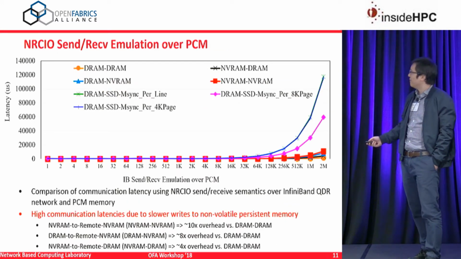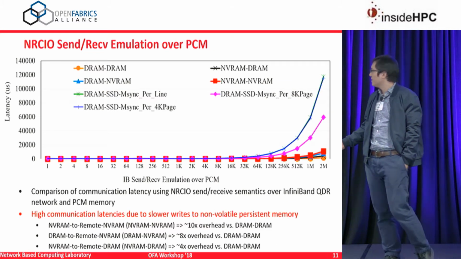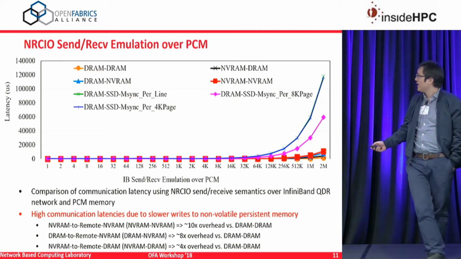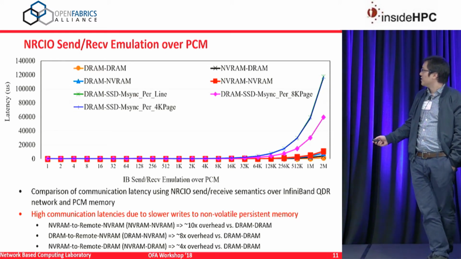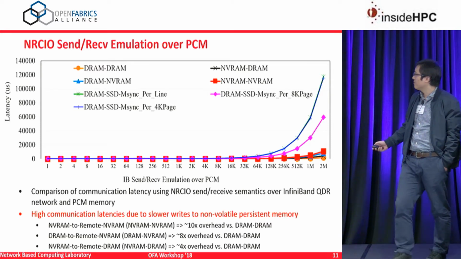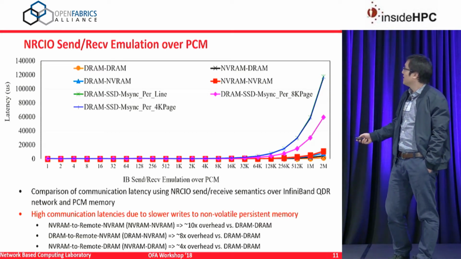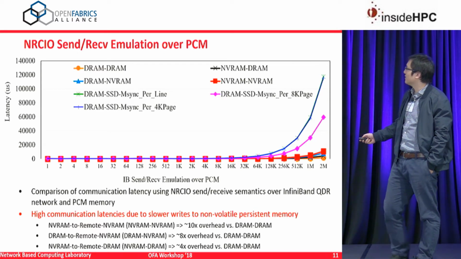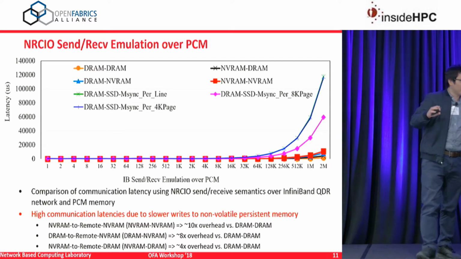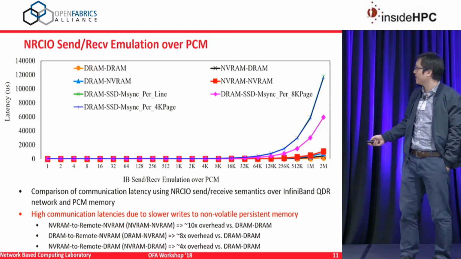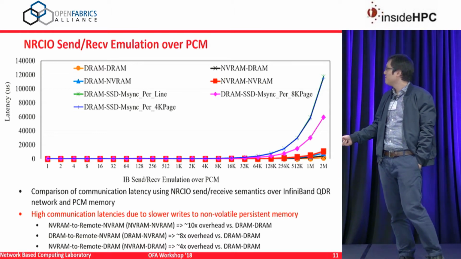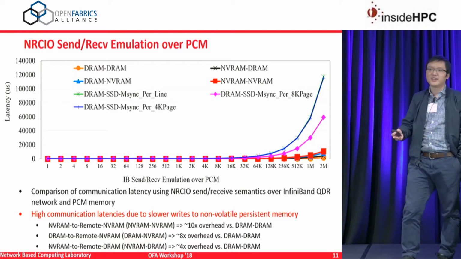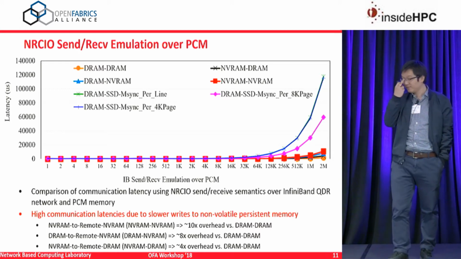So these are some numbers we took with PMDK and PCM disk. We are trying to see what kind of performance numbers we can get. Here there are multiple lines. DRAM to DRAM, of course, has very good performance. But then there are NVRAM to DRAM, DRAM to NVRAM, NVRAM to NVRAM, and also different ways to do the synchronization of your memory. What we see is that NVRAM to remote NVRAM, of course, is the worst case because on both sides you need to guarantee the persistency.